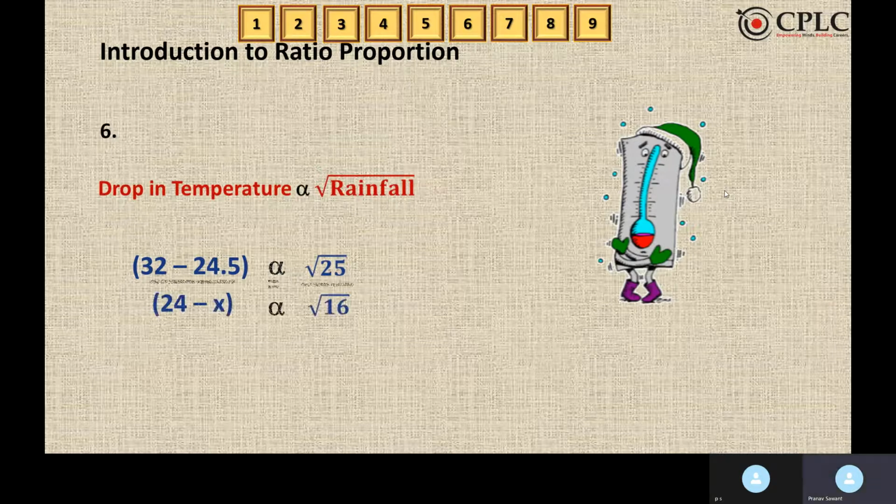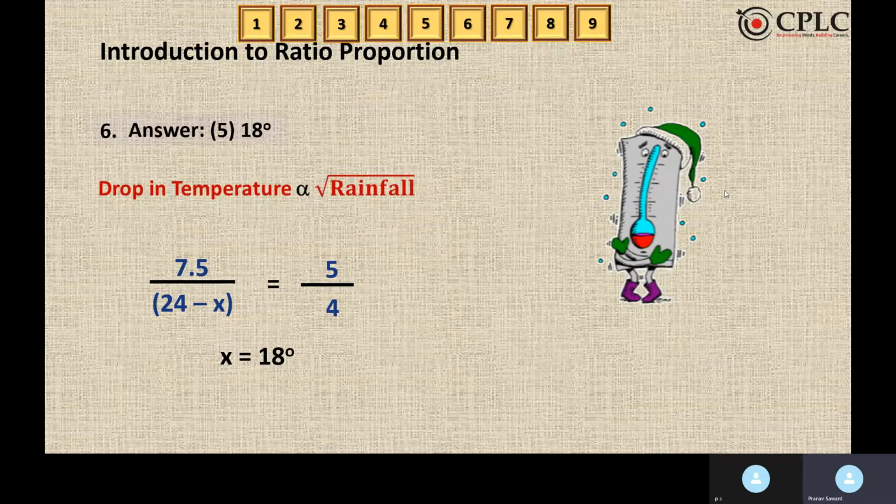We have two things over here. We have to find the new drop. That is, let us assume the new temperature as x. So 24 minus x is proportional to square root of 16. Taking the roots will give us the values, and after solving this by using cross multiplication will give us the value of x as 18 degrees. Hence, the value of x is 18.